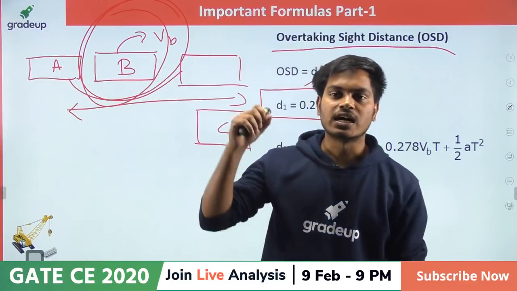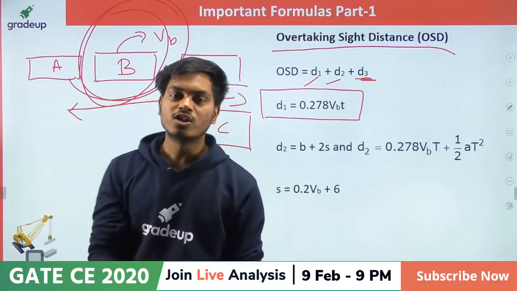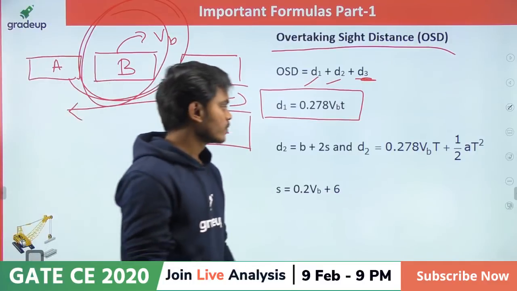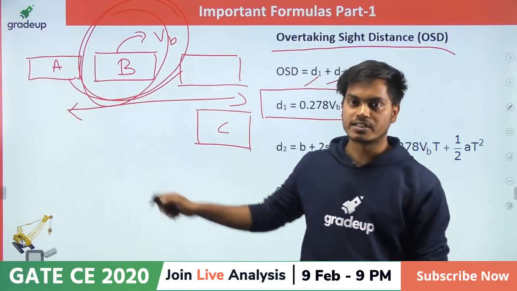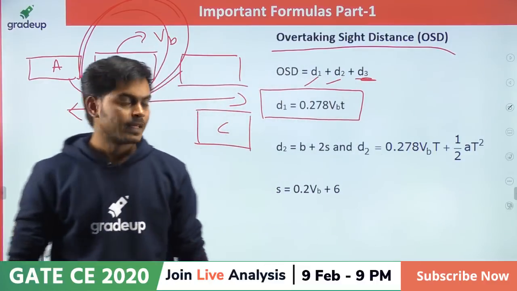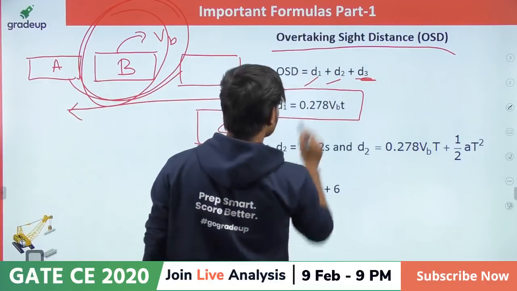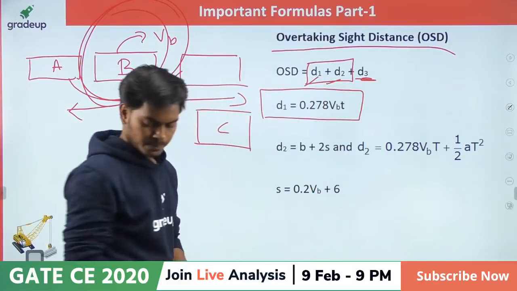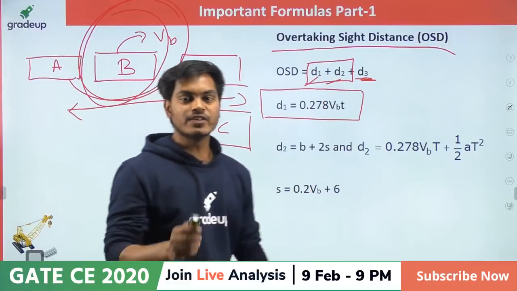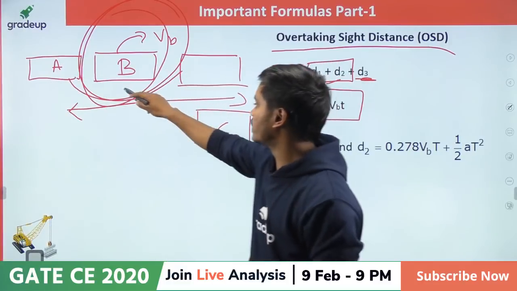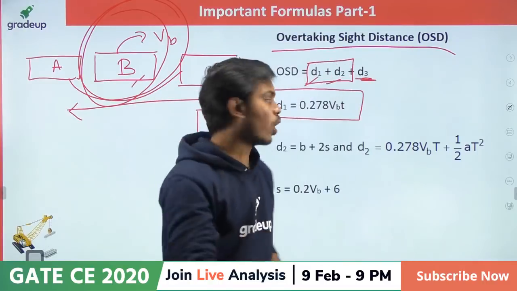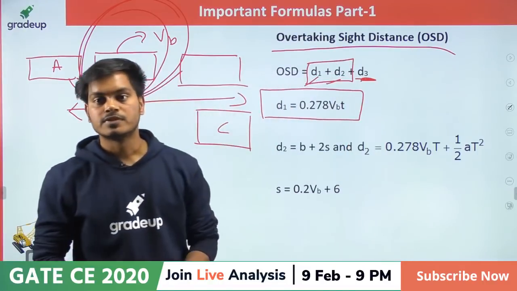If vehicle C speed is not given, then ignore it. Then you don't have to get the value. Simply OSD will become D1 plus D2. If they directly give you the velocity of vehicle B, then you don't have to get the value of D3. Okay?